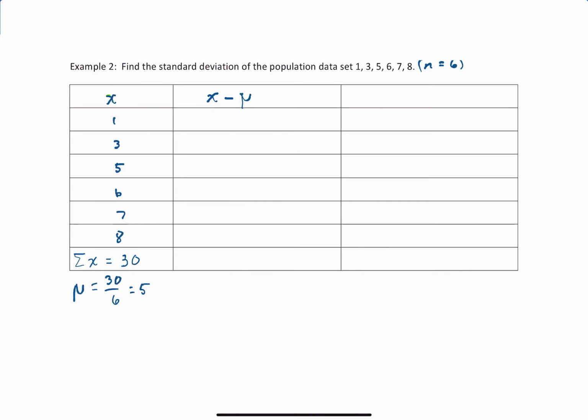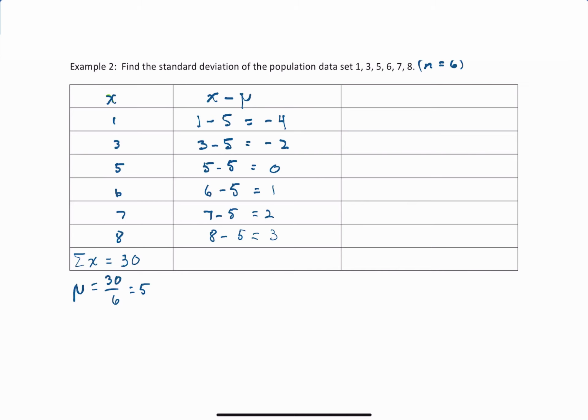The first x is 1, mu is 5. 1 minus 5 is negative 4. The next x is 3. 3 minus 5 is negative 2. 5 minus 5 is 0. 6 minus 5 is 1. 7 minus 5 is 2. 8 minus 5 is 3.